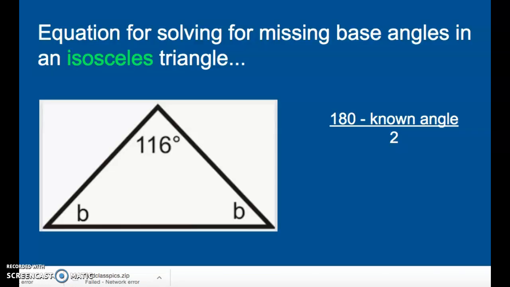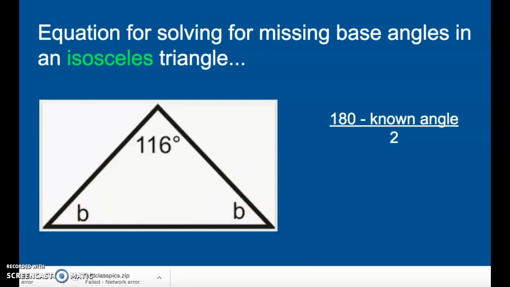An equation for solving for missing base angles in an isosceles triangle looks like this. We know that our base angles are identical. They are giving us the other angle. We subtract that known angle from 180 degrees and we divide the difference by 2 since our two base angles are identical.